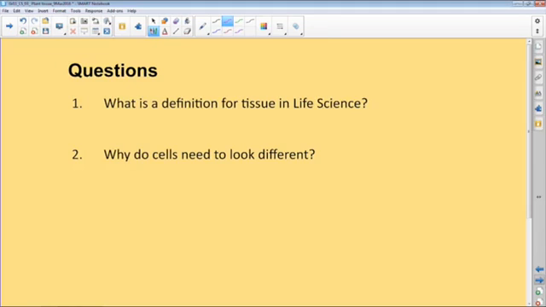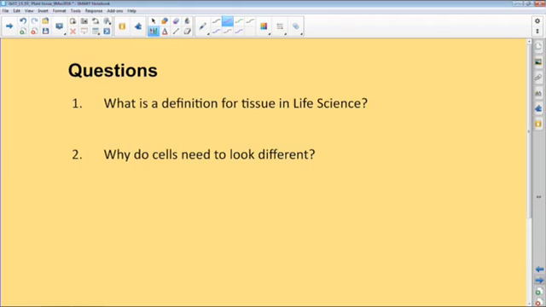Now, first of all, before we start, I'm only going to give you a minute because I want you to think carefully. We are looking at plant tissue. Question number one, what is a tissue? And number two, why is it important that cells don't look the same, that they are different? I'm giving you 1 minute, and then I'm going to go over the answer with you. Okay, good luck. Quickly, 1 minute.